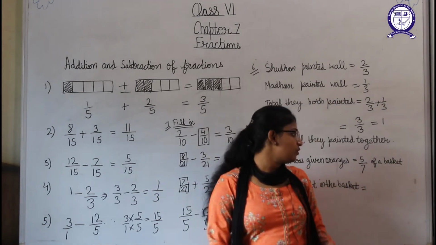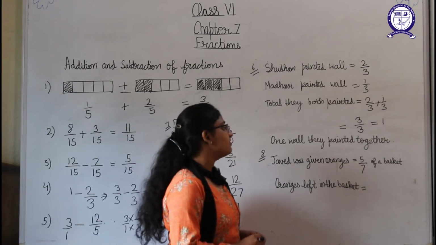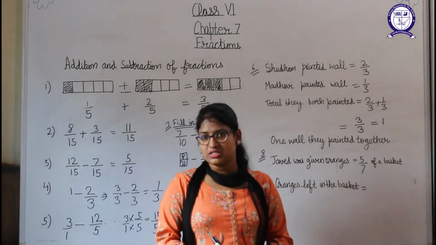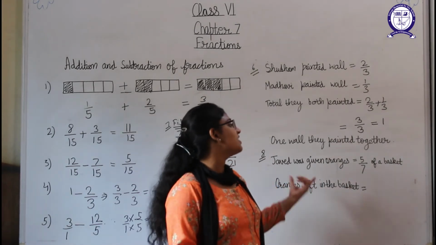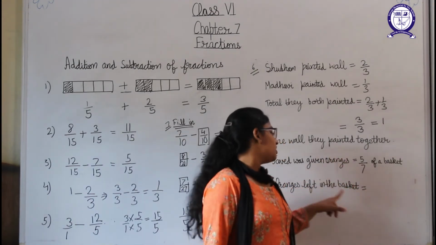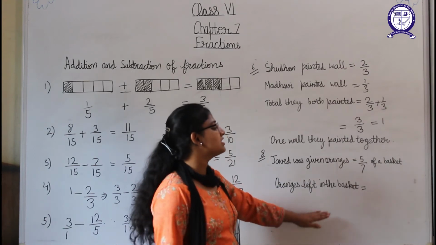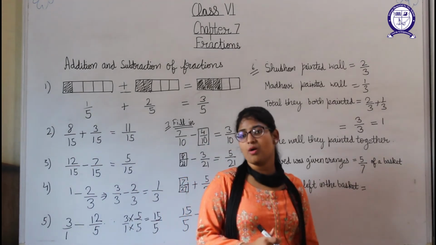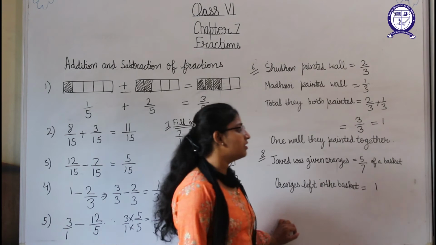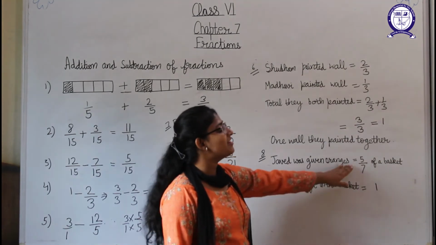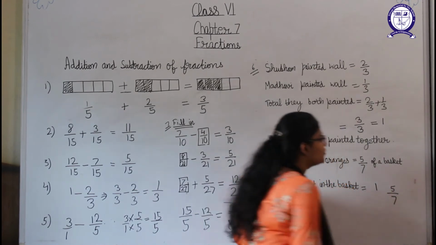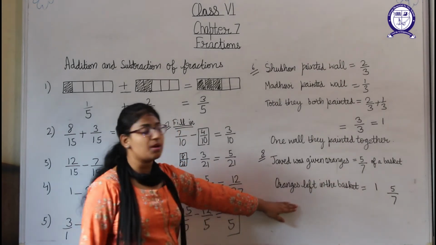Okay. Now one question is given to you that Javed was given 5 by 7 of a basket of oranges. It means a basket of oranges is there, and from that Javed is getting 5 by 7 of the oranges. Now it is asked how many oranges are left in the basket. So students, how many baskets are here? One basket. And what fraction is Javed getting? 5 by 7 of it. And we are asked how many are left in the basket.